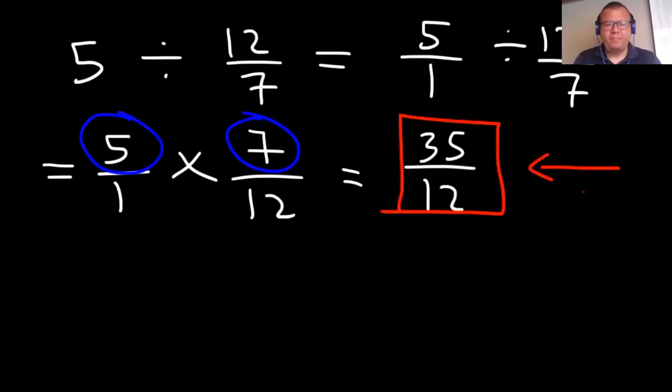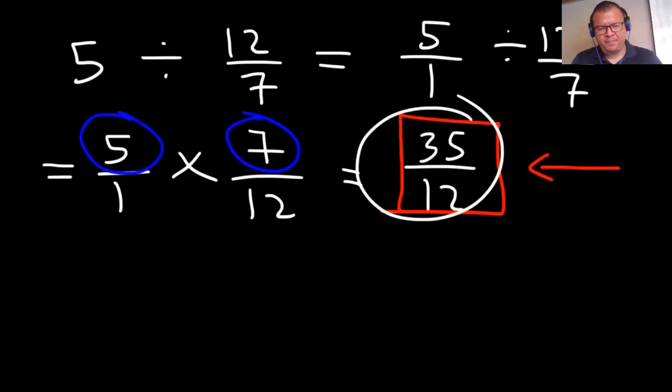35 over 12. Now sometimes you may need to convert an improper fraction into a mixed number. And so that's going to be the next video in the series. I'm going to put a link to that video in the description section of the video that you're currently watching. So feel free to check that out, and that'll teach you how to convert an improper fraction into a mixed number. Thanks for watching.